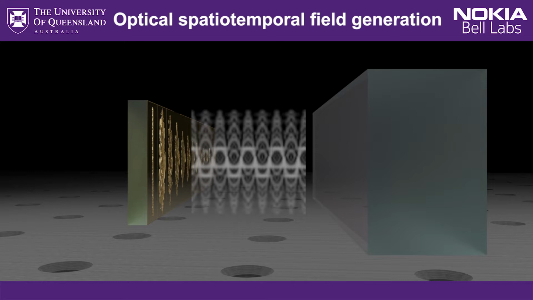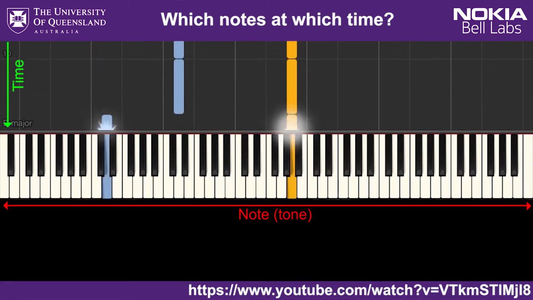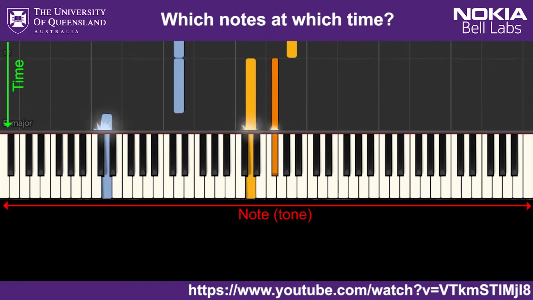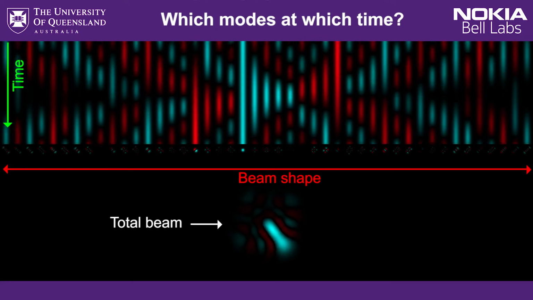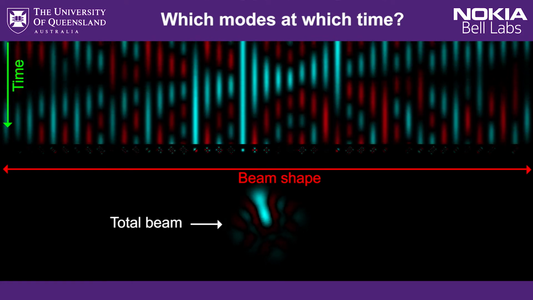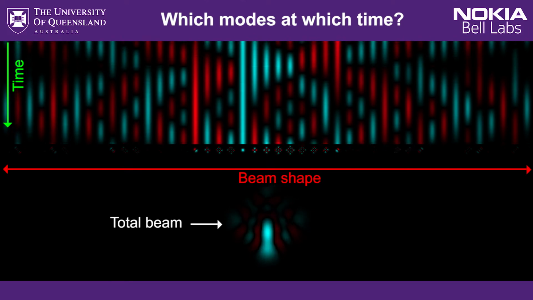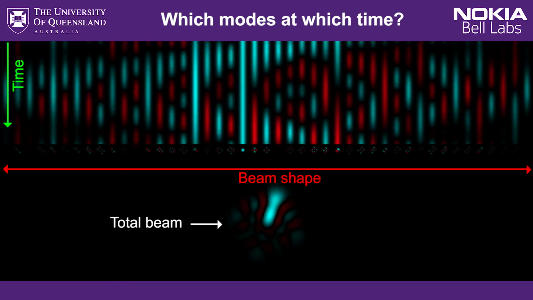This light sheet's like a piano roll or sheet music, where instead of the piano keys representing the notes we want to generate, they represent the beam shapes we want to generate. We've got a discrete finite number of shapes to choose from, the first 45 Hermite-Gaussian modes, and the light sheet specifies what combinations should be played at what times.